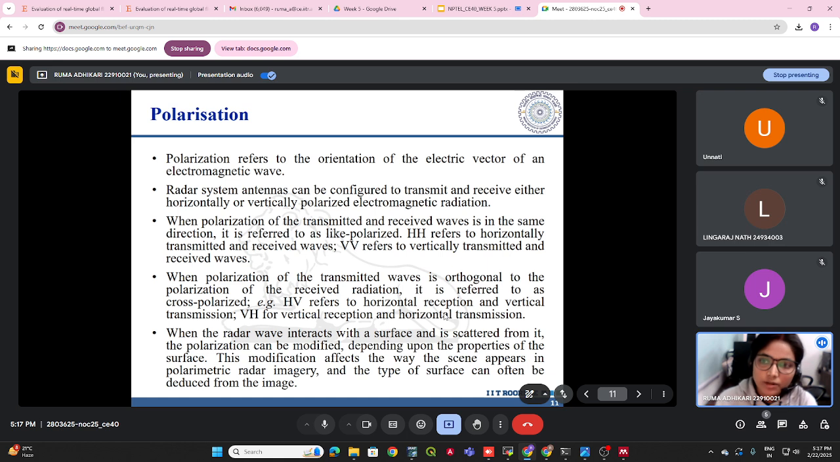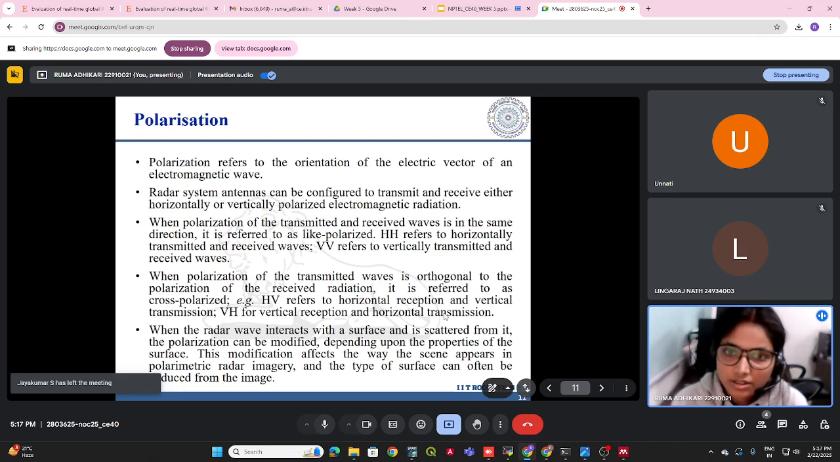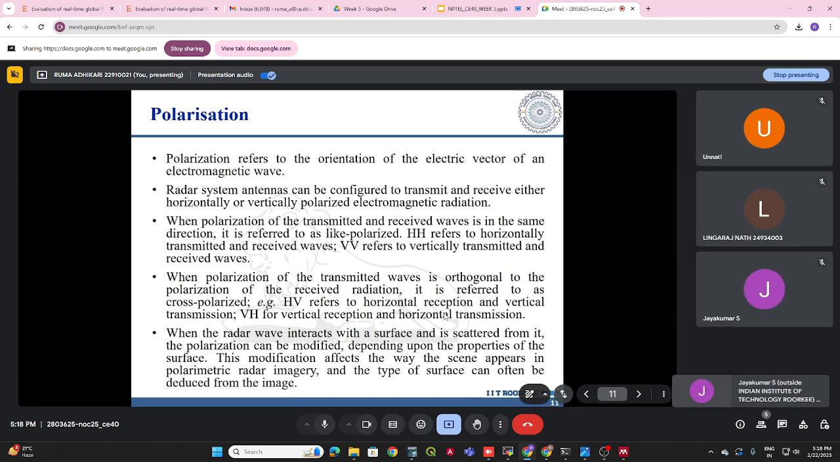So polarization refers to the orientation of the electric vector of an electromagnetic wave, and it is called the orientation. Radar system antennas can be configured to transmit and receive either horizontally or vertically polarized electromagnetic radiation. When the polarization of the transmitted and received wave is in the same direction, it is referred to as like polarized. So there is co-polarized and cross-polarized.